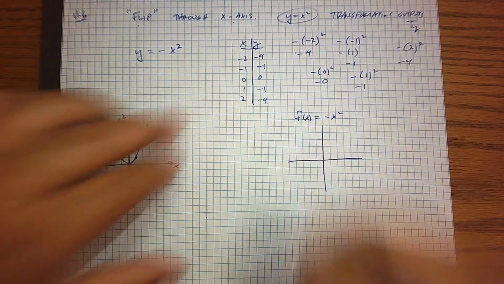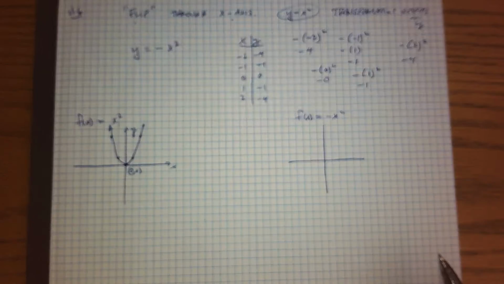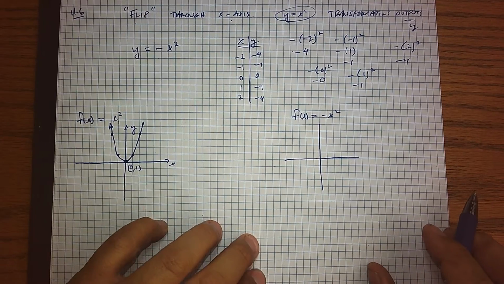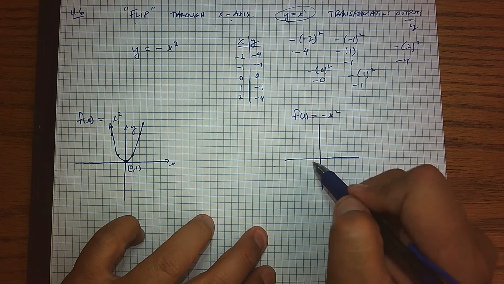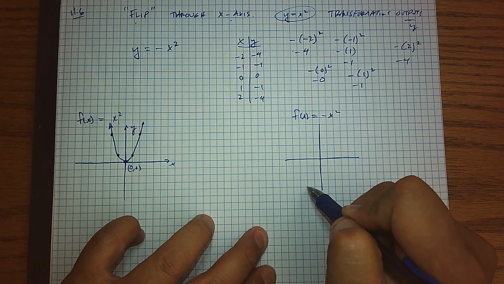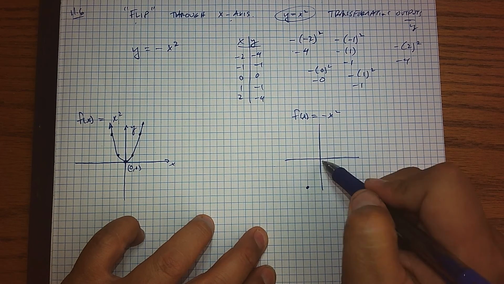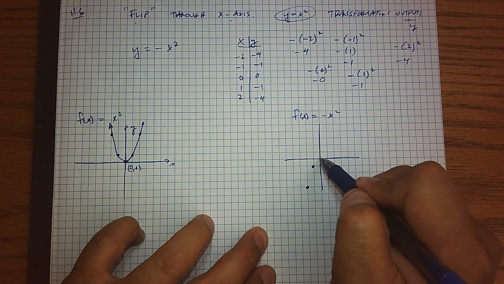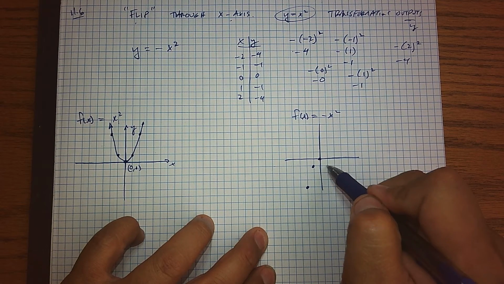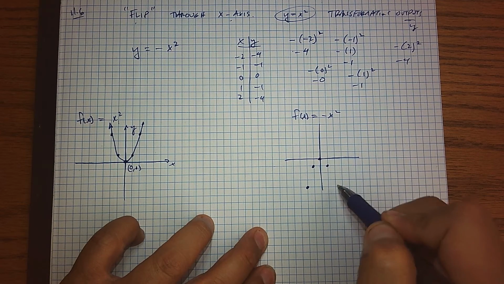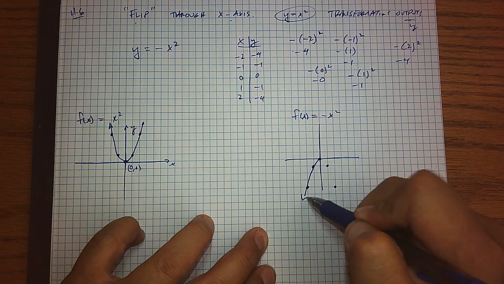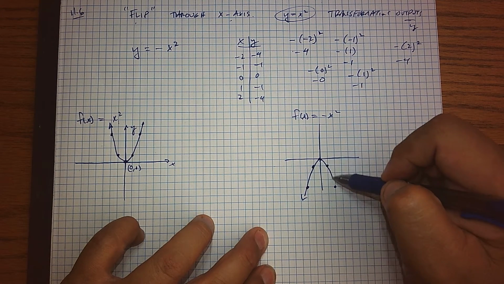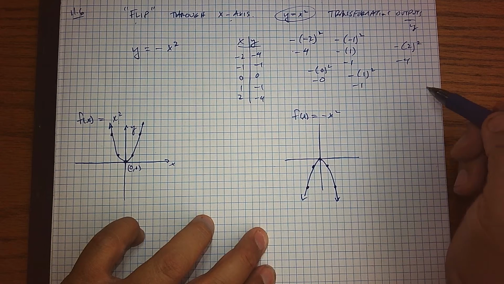So there's basically what happens when we plot the points. Let's take a look at it and then compare it to our original graph that sits over here. We have -2, -4; -1, -1; 0, 0; +1, -1; and then +2, -4. So here's our new parabola, and we now see that it's opening downwards.